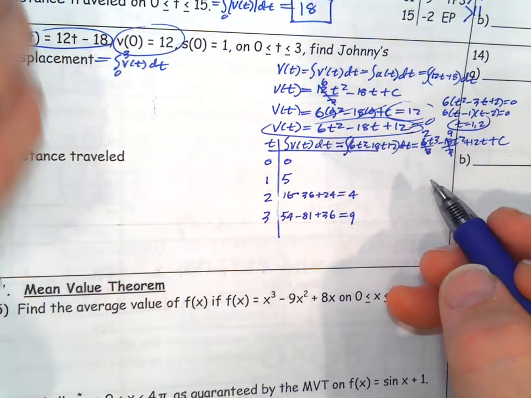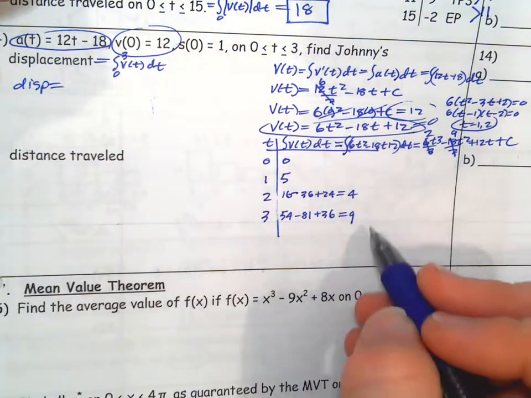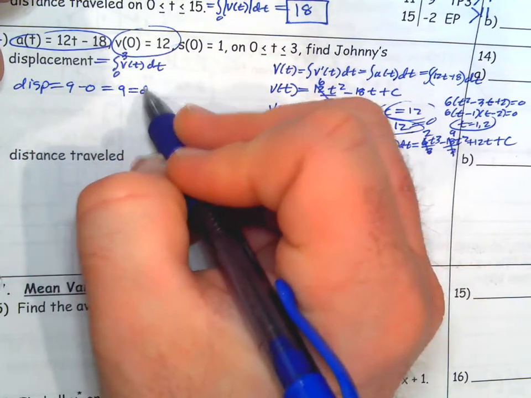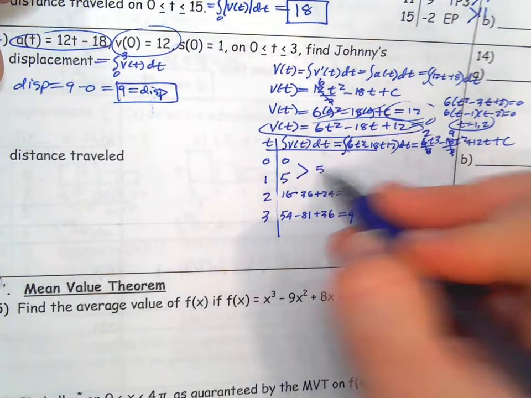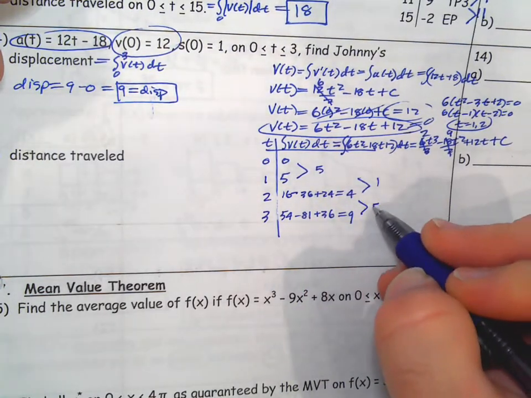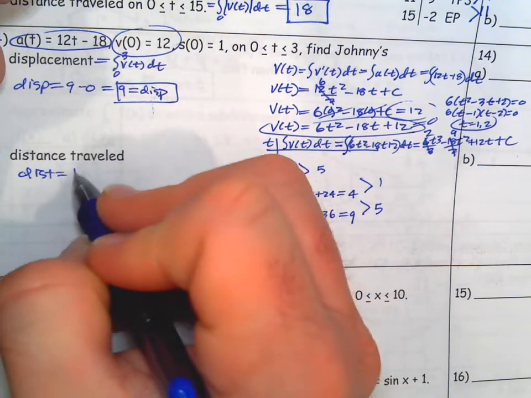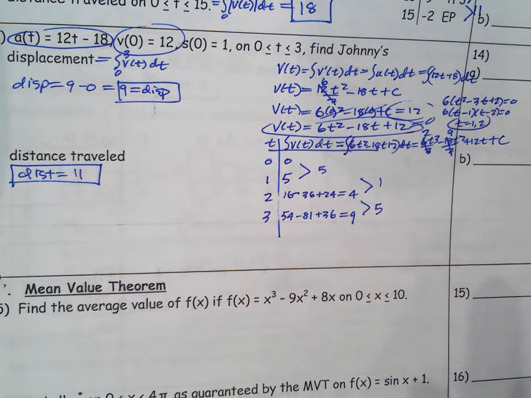So displacement, you're just going to do 9 minus 0. Distance, you're going to find the distance between all of these and add them all up. And distance equals 11. So with that table, we could do all that.